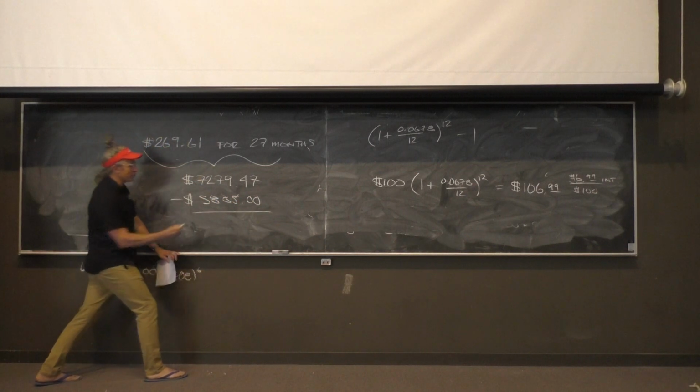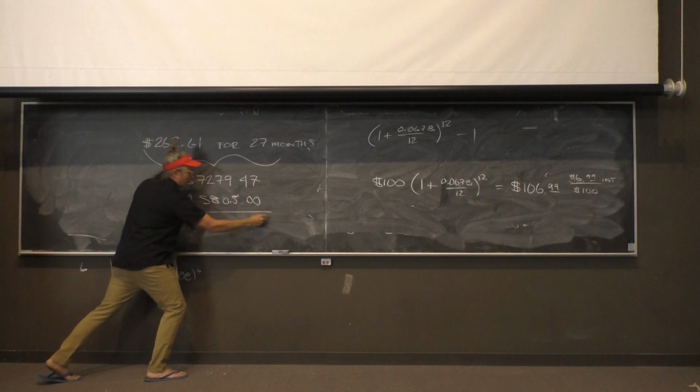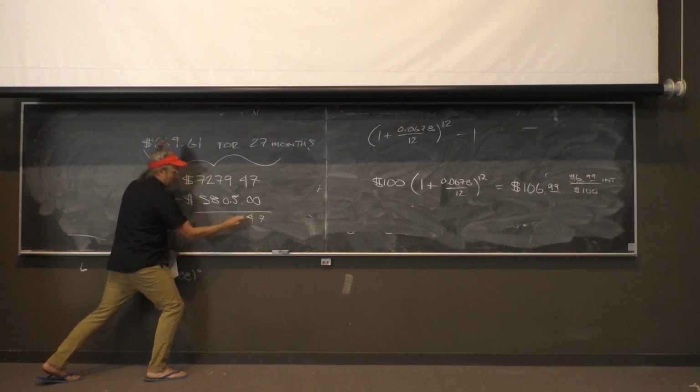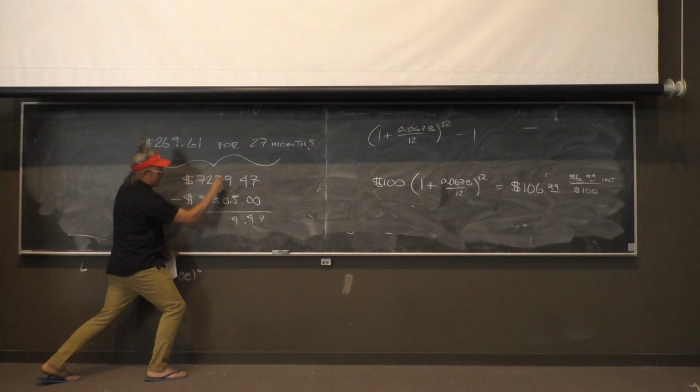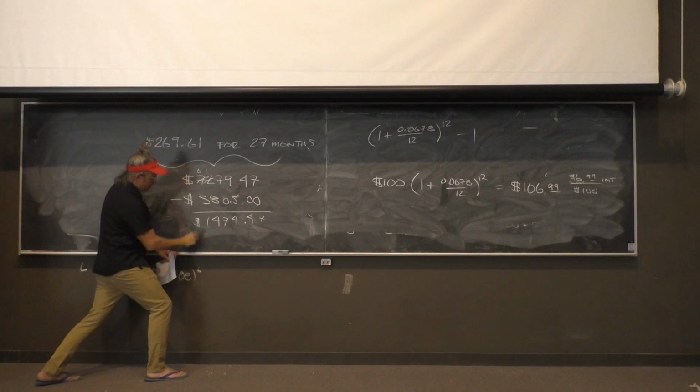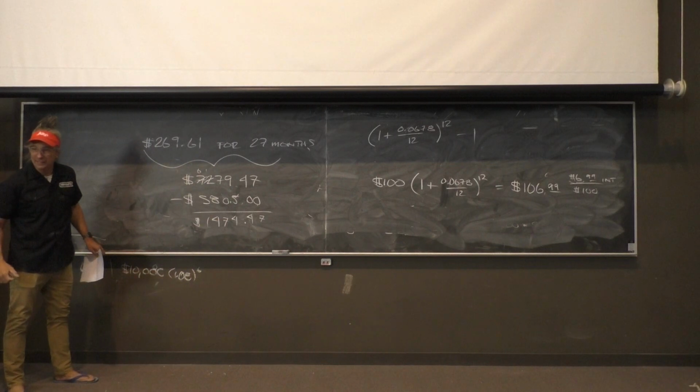See if Sean can do a long subtraction. Oh God. Did I do that right? Yes. $1,474.47? That's a lot of fours.